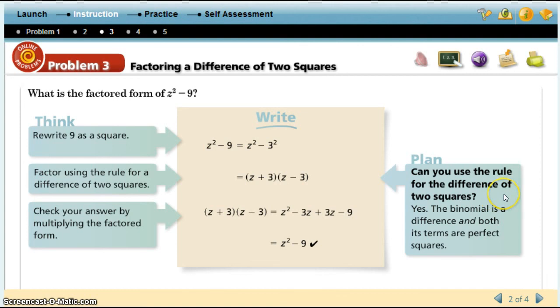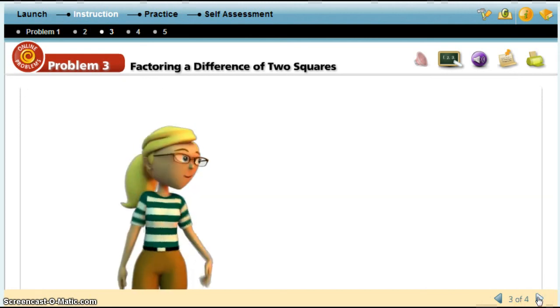Okay? Now, they used the FOIL method here, or you can use the shortcut that you know with the product of a sum and difference. And you do get z squared minus 9, so you can always make sure that you factored that correctly. All right, so I want you to try one real quick.